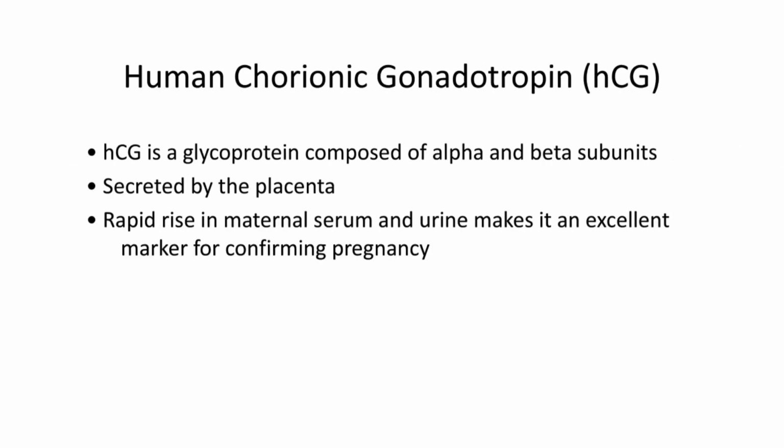Human chorionic gonadotropin, or HCG, is a glycoprotein hormone made up of alpha and beta subunits. It is secreted by the placenta. The appearance of HCG in the mother's serum and urine, along with its rapid rise in concentration, makes it an excellent marker for confirming pregnancy.